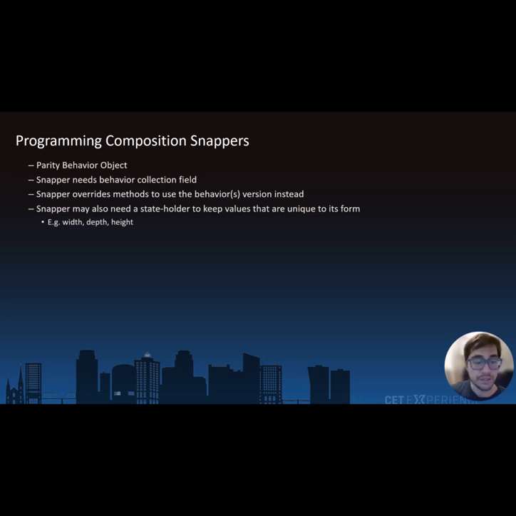For example, width, depth, and height. And then the final thing that we'll need to create is the spawner. Snapper spawners, hopefully you're familiar with them. This is what adds the behaviors to the snapper on creation. So this is extremely important to the design by composition process.